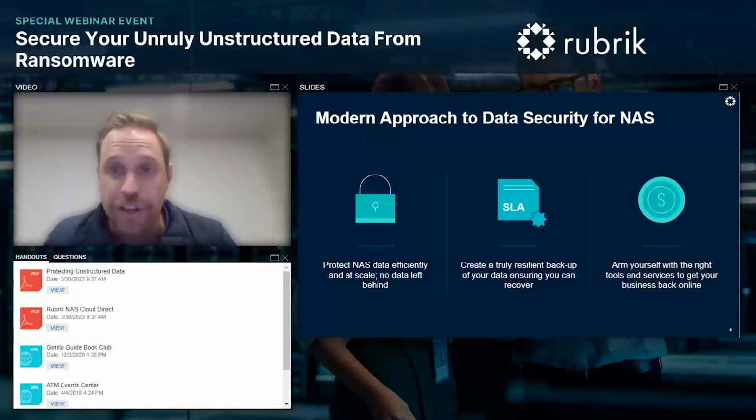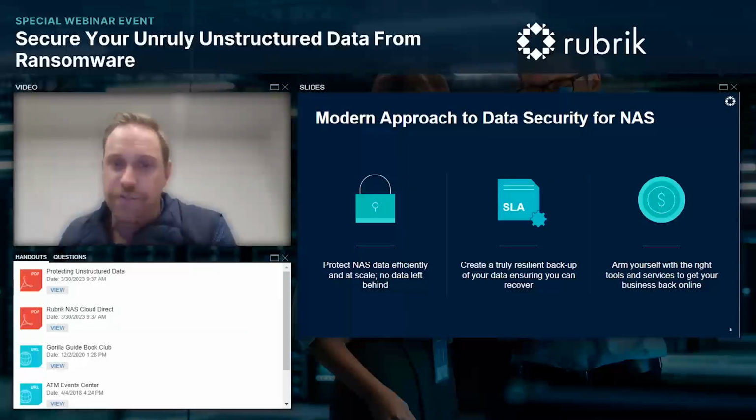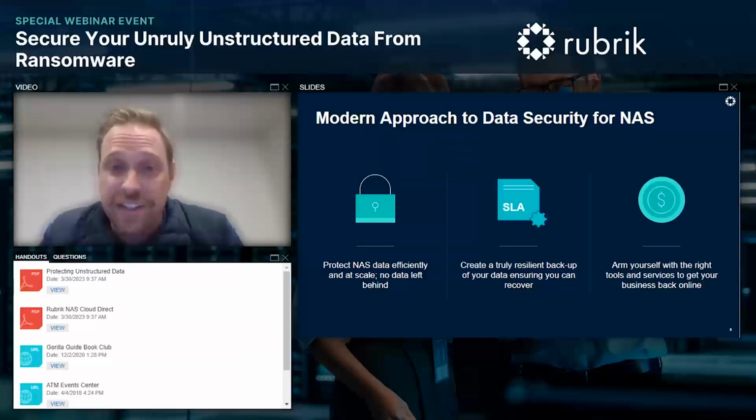And so what we look at is we take all your NAS data and we protect it in the most cost-effective, most efficient way possible. We ensure that you can have a true resilient solution to recover that data to any location. And we're providing the tools and the resources to make sure your business can come back online if you were attacked, and recover not just all your data, but the right data in the fastest time that you need it.